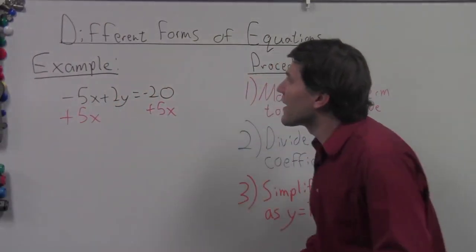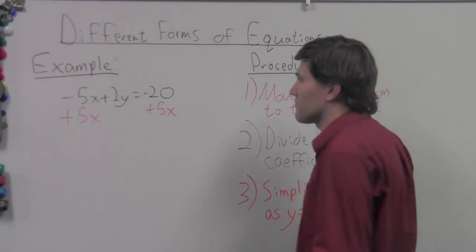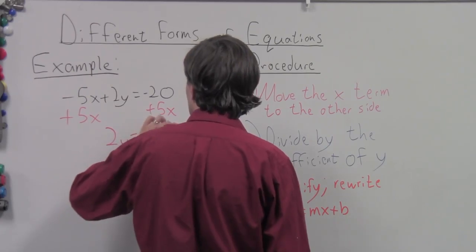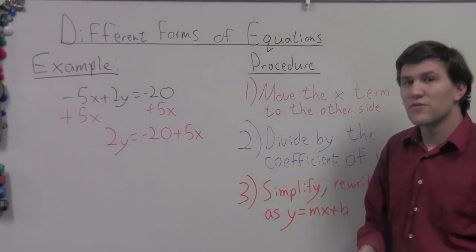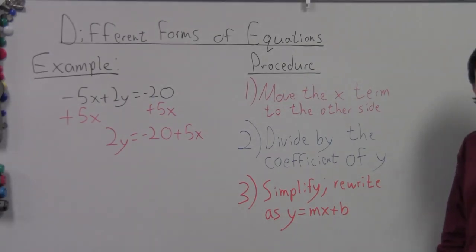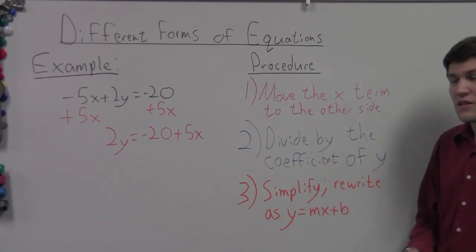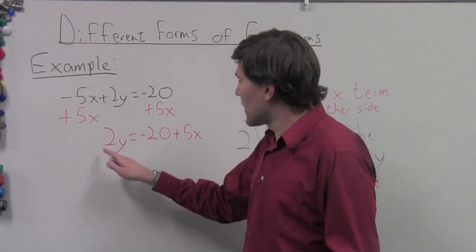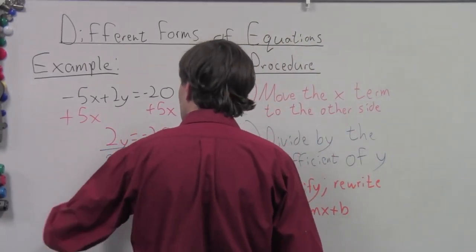So to move over this negative 5x, we are going to add 5x to both sides. That leaves us with 2y equals negative 20 plus 5x. Our second step, because we are trying to solve this equation for y, is to divide both sides by the coefficient on y. Remember, we're trying to get y by itself. So now the only thing with y is this coefficient of 2. So we divide both sides by 2.